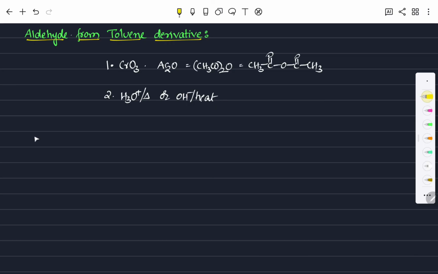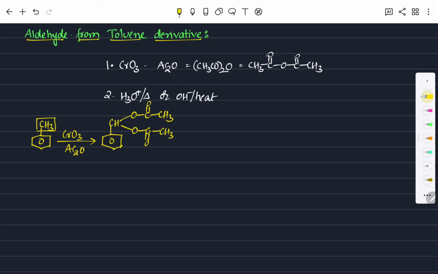For example, toluene treated with CrO3 and acetic anhydride. So here, what we have to do: it is a benzylic carbon. At the benzylic carbon, add two ester groups, O C double bond O CH3, O C double bond O CH3. We have to add two ester groups. It is called benzylidene diacetate.